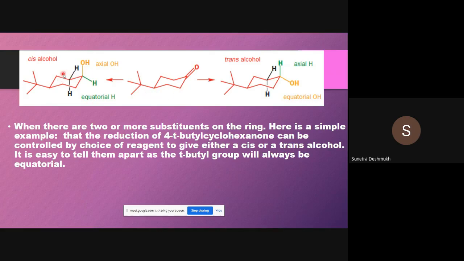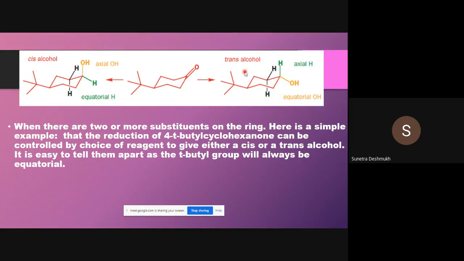Cis alcohol means both substituents at the first and fourth positions, the tertiary butyl group and the hydroxyl group, are above the plane of the ring. Okay, so this is equatorial, this is axial. Both are present above the plane of the paper, so that is cis alcohol. And in trans alcohol, the tertiary butyl group is present above the plane, equatorial, and the hydroxyl group is also equatorial, but present below the plane. Both groups are totally opposite to each other, so this is trans alcohol.